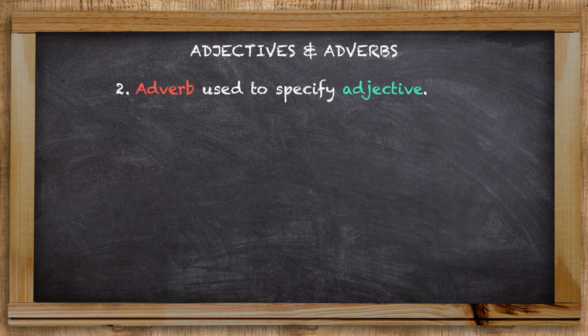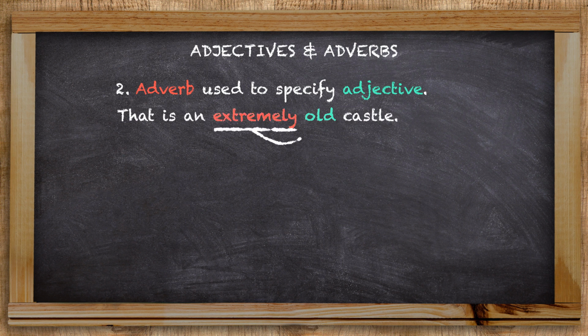An example of an adverb used to specify an adjective is that is an extremely old castle. The word old says something about the noun castle, making it an adjective. The adjective is further specified using an adverb, extremely. It paints a picture of how old the castle is.